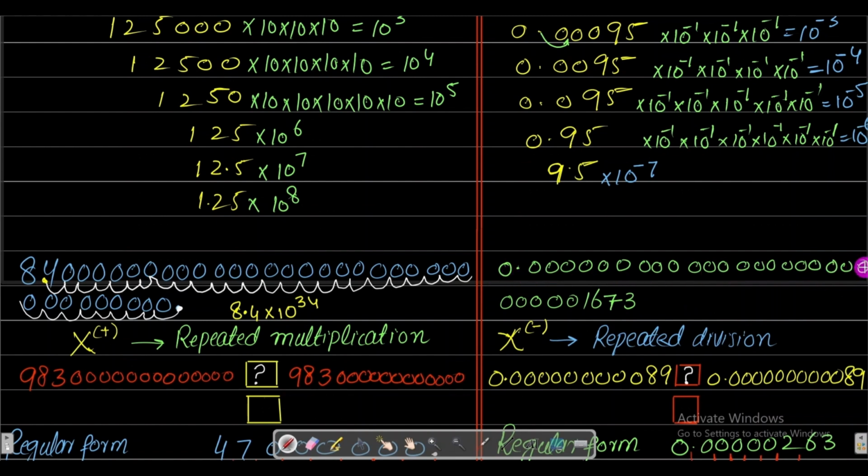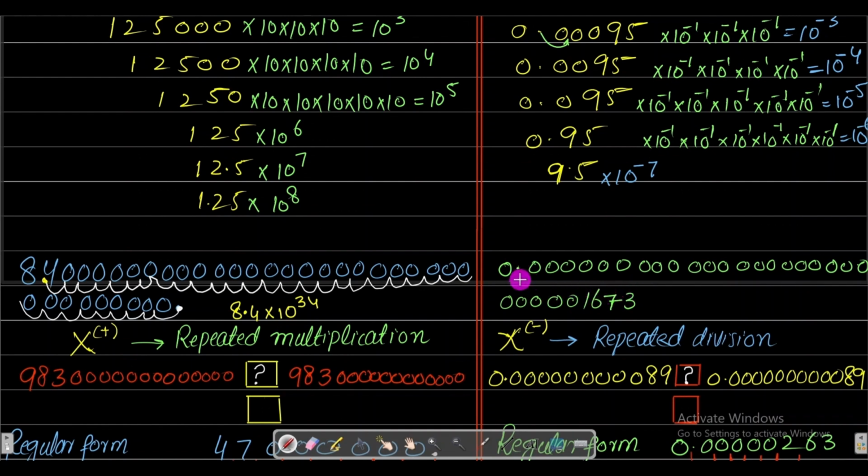if we have this number, this seems boring, and we have to convert this number into scientific notation.